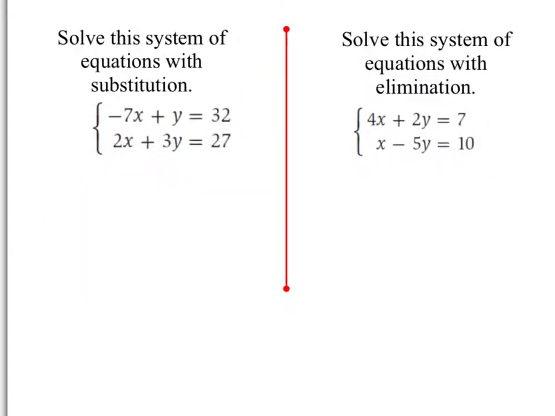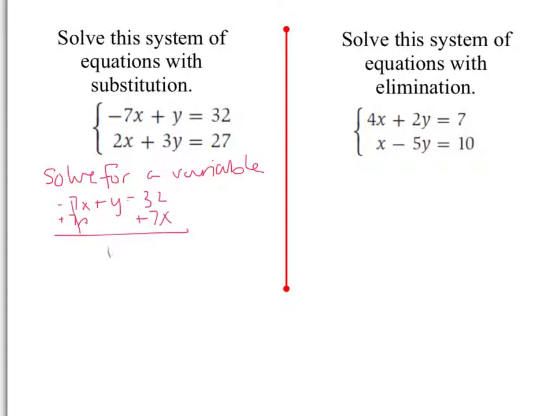Lastly, we'll go through an example of substitution and elimination. For substitution, you need to first always pick one equation to solve for a variable. I'll take my first equation and try to solve for y. So if I try to solve negative 7x plus y equals 32 for y, I'd have to add 7x on both sides, and we'll get y equals 32 plus 7x.